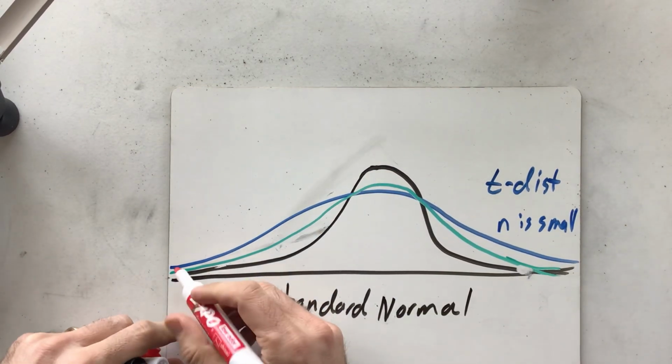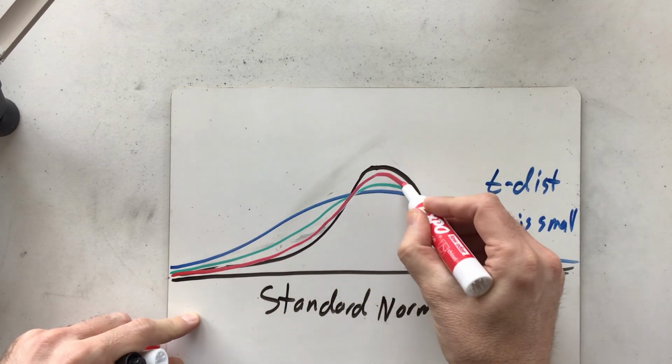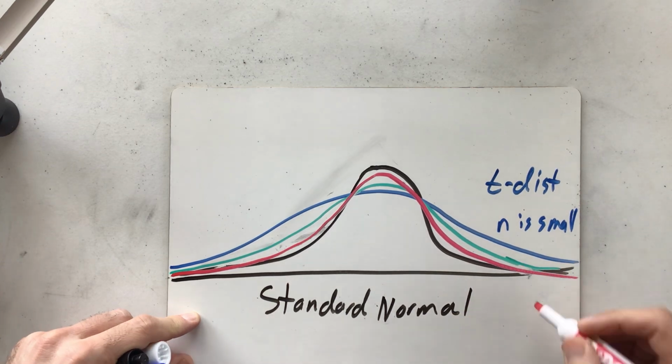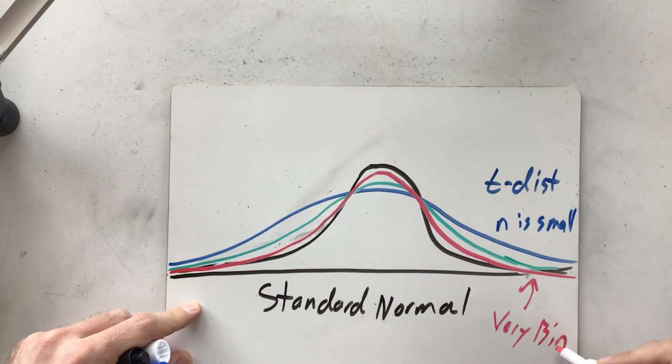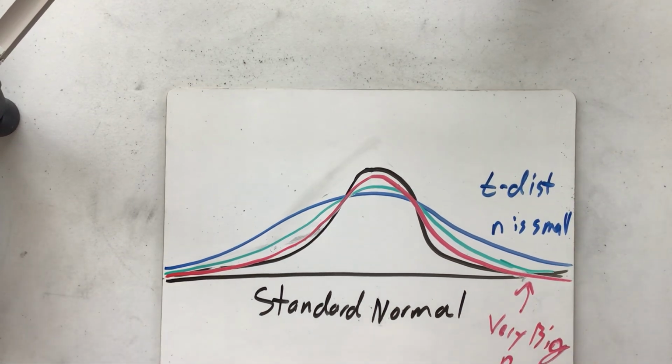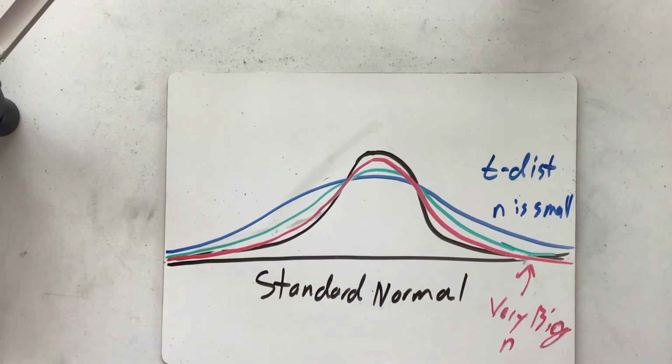And then by the time n gets really, really big, I get something that's really, really close. This is a very big n. So what you'll find is that as your sample gets bigger and bigger, your t-distribution starts to look more and more like your standard normal distribution. So once we get really big numbers, whether we did this test the way we did in the last section or whether we do it the way we did in this section, doesn't make a really big difference.